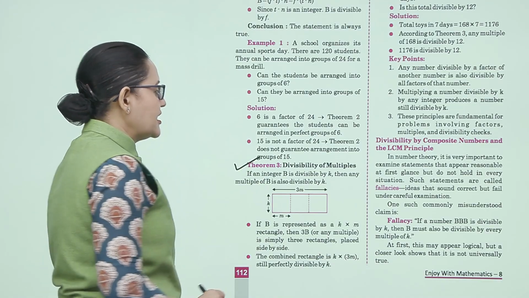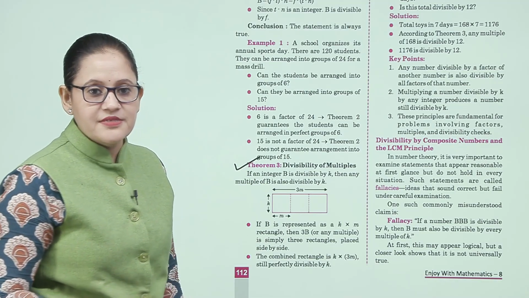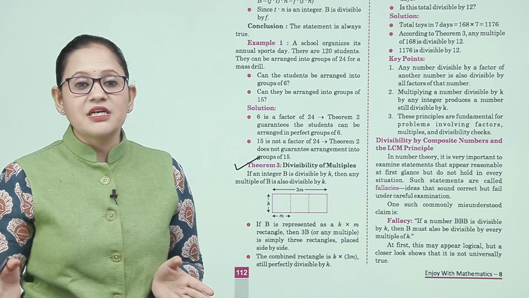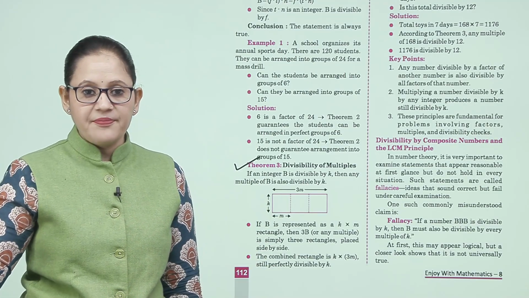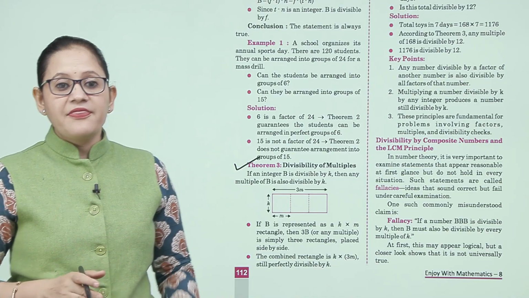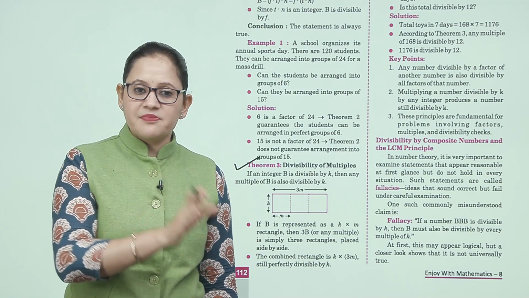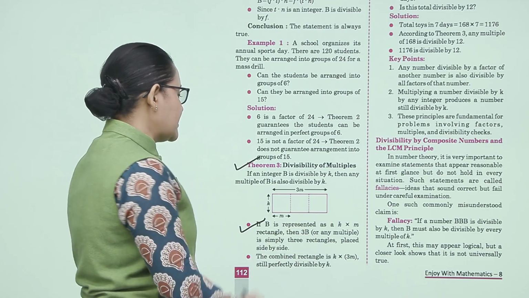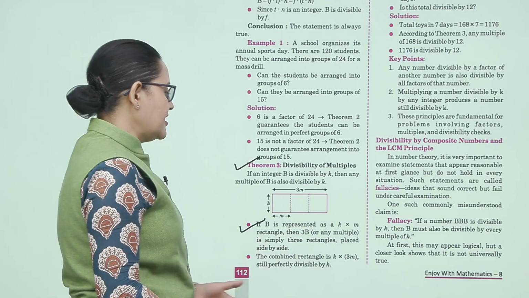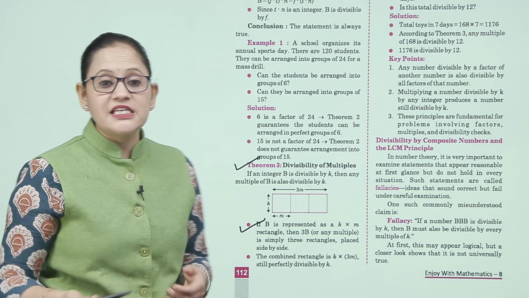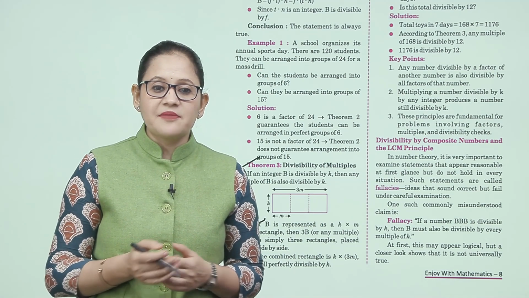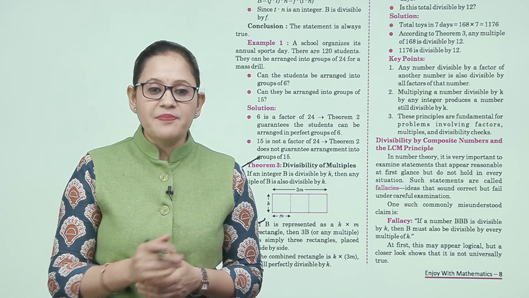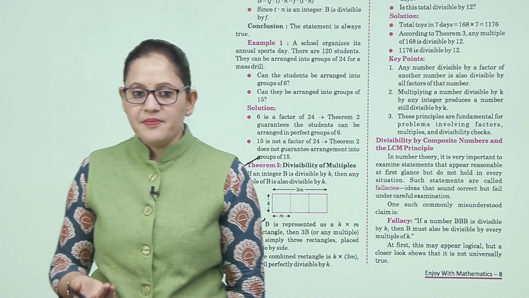Now Theorem 3: divisibility of multiples. If the integer b is divisible by k, then any multiple of b is also divisible by k. If b is represented as a k times m rectangle, then 3b is simply 3 rectangles placed side by side. The combined rectangle k times 3m is still perfectly divisible by k.